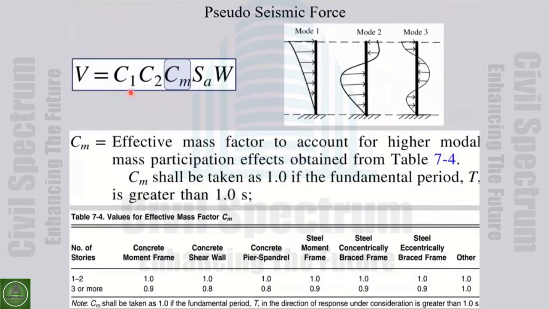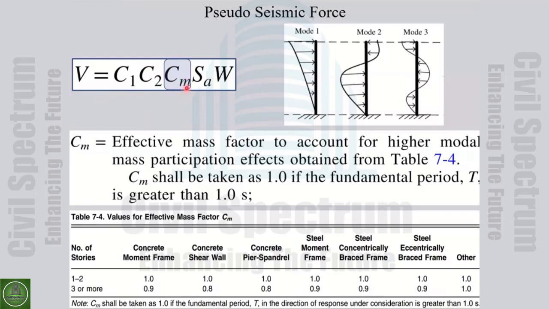Therefore, what was the use of C1 and C2? We wanted to increase the elastic base shear, so that when we apply it in our linear software to the building, the building gets the same maximum displacement as the real building. But sometimes there are some factors that can decrease the displacement.